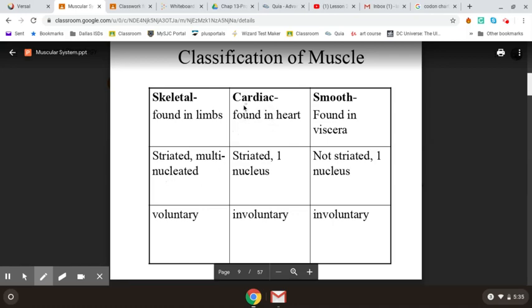Cardiac muscle is found in the heart only. That's why it's called cardiac. Anytime you see the term cardiac, it means heart. They are striated just like skeletal muscles are striated, and they only have one nucleus. They are not multinucleated. The reason for that is that cardiac muscles tend to be shorter and not as long as skeletal muscles.